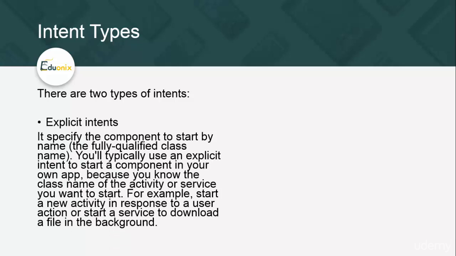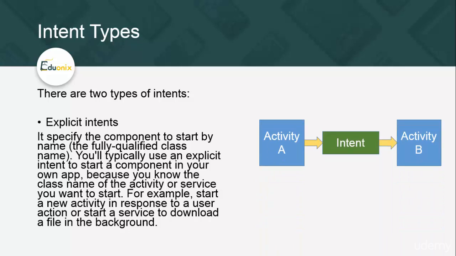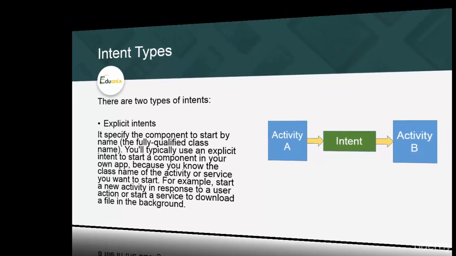Explicit intents specify the component to start by the fully qualified class name. Since it is easy to identify the class name of an activity in our own app, we will typically use an explicit intent to start a component in our own app. For example, when we start a new activity as a response to a user action, or we can start a service to download a file in the background. Let's now look at implicit intent in the next slide.